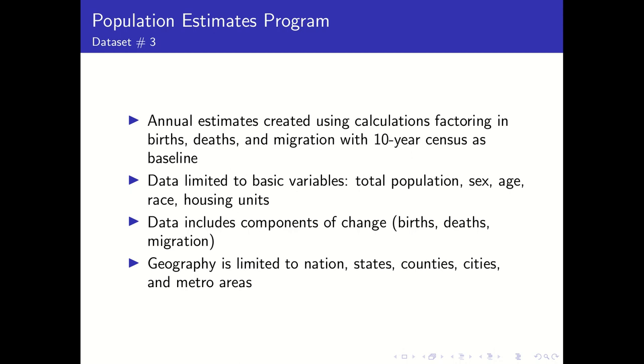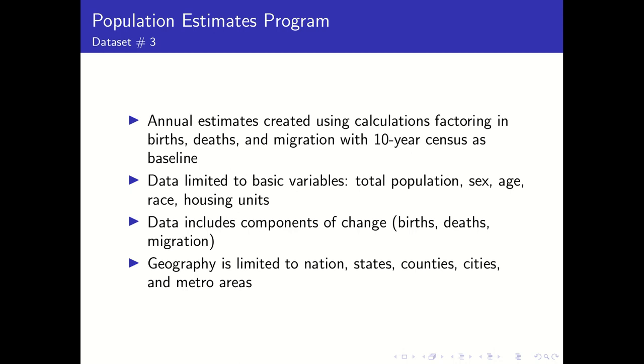The data in this data set is limited to just basic variables like total population, sex, age, race, and housing units. It does include components of change, so there are values for births, deaths, and migration, and it's limited to just really large geographic areas. So basically you would use the population estimates when you want to study basic demographic characteristics of the population and population change for large areas on an annual basis. It'll be more up to date than the Decennial Census, it'll be less fuzzy than the ACS, and generally it's a much smaller and easier data set to work with.